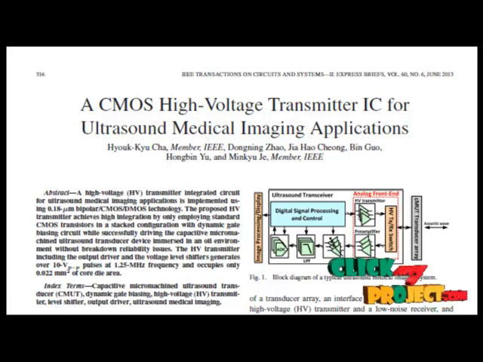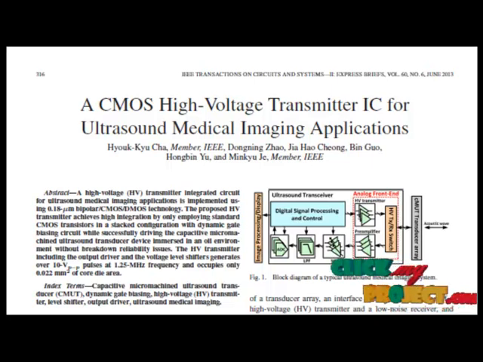breakdown. In this brief, a highly integrated high voltage transmitter utilizing standard CMOS transistors is targeted for ultrasound medical imaging in a highly integrated needle device for obstetrics and gynecology applications. The high voltage transmitter achieves high integration by only employing standard CMOS transistors in a stacked configuration with a dynamic gate biasing circuit, while successfully driving the capacitive micromachined ultrasound transducer device immersed in an oil environment without breakdown reliability issues.